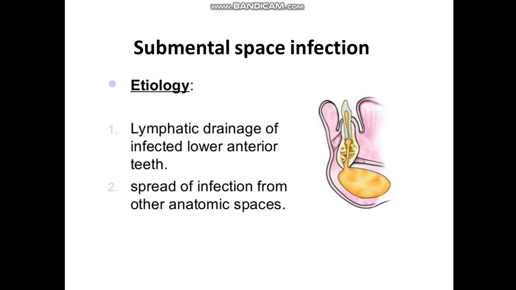The etiology or the source of the infection is from the infection of lower anterior teeth, but also the infection in the central portion of the lower lip, tip of the tongue, anterior part of the floor of the mouth, infection in the skin of the chin, and infection of other spaces may spread to submental space as well. Patients with submental space infection usually present clinically with red, hot, painful swelling in the chin. The patient complains of difficulty in swallowing and talking.